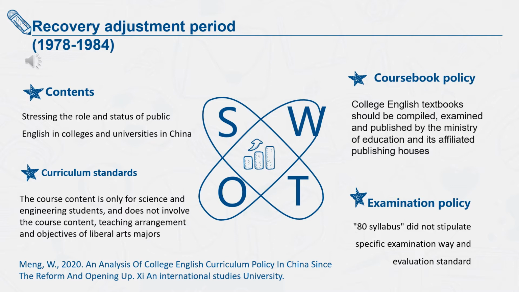The syllabus is the first college English syllabus in a real sense since the reform and opening up, which has played an important role in the adjustment and recovery of college English in China. In February 1977, the State Council issued the interim provisions on the compilation, examination, and publication of college textbooks, which stipulated that college English textbooks should be compiled, examined, and published by the Ministry of Education and its affiliated publishing houses.